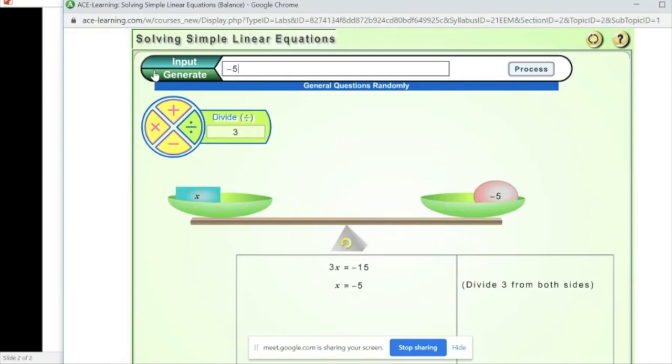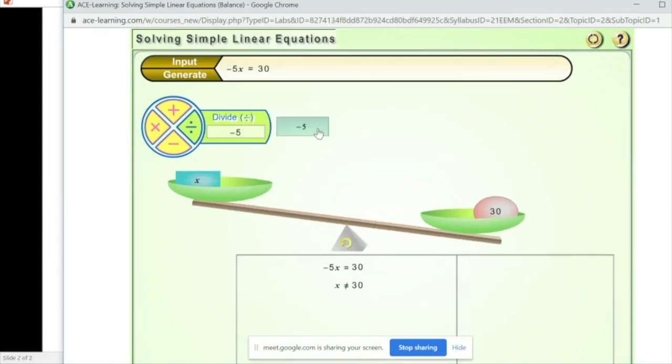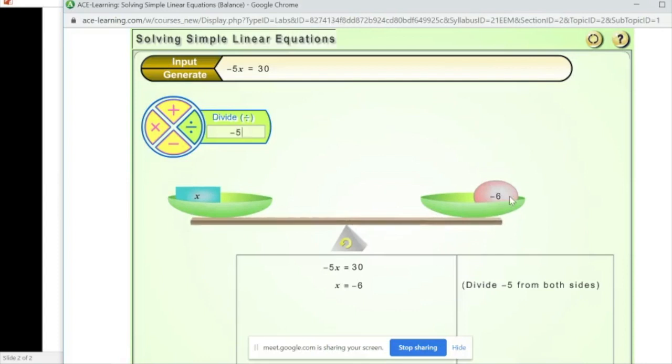Negative 5x equals 30. So right now I have a negative 5x. How do I get to a positive 1x? I need to divide by negative 5. So negative 5 divided by negative 5, I'll get a positive 1x here. Then I divide by negative 5 on the other side. Dividing by negative 5 on both sides, I'll get x equals negative 6.